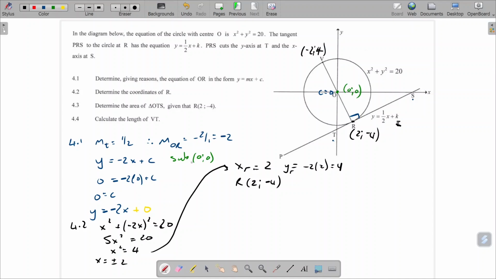Okay, determine the area of OTS. Now they're asking us to do something quite different and quite unusual. They're asking us to find the area of this triangle. That's a little bit unusual. I haven't seen that too often in my teaching career.